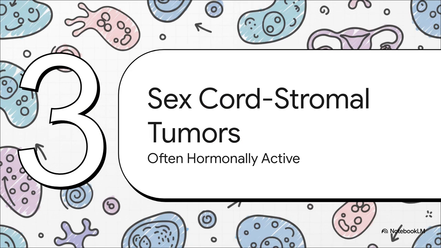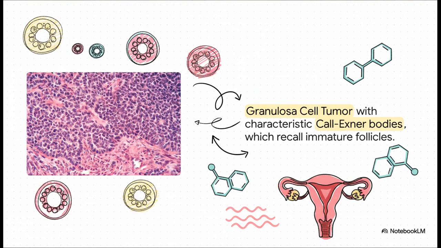These tumors come from the supporting tissues of the ovary, the very cells that are supposed to produce hormones. And, well, that is their signature feature. These tumors often make hormones themselves, causing all sorts of clinical effects in the patient. The most important one for you to know here is the granulosa cell tumor. Under the microscope, you'll see these beautiful little rosettes called Call-Exner bodies.